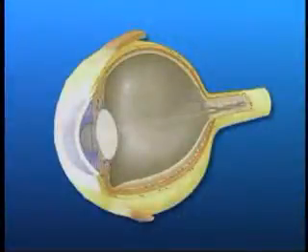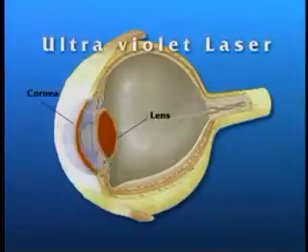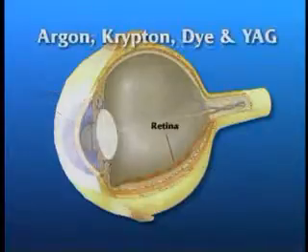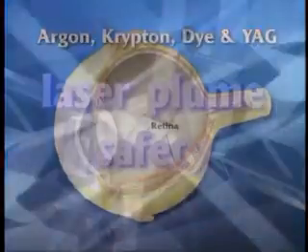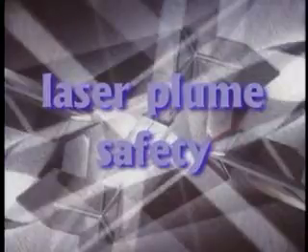The argon, krypton, dye, and YAG lasers damage the retina. Engineering controls that reduce the possibility of plume inhalation include wearing high filtration efficiency masks and using smoke and plume evacuator systems. Tests have identified over 80 different chemicals and components of plume, depending on the energy source and the materials being heated. Poisons, toxins, carcinogens, bacteria, and viruses are some of the more hazardous content.